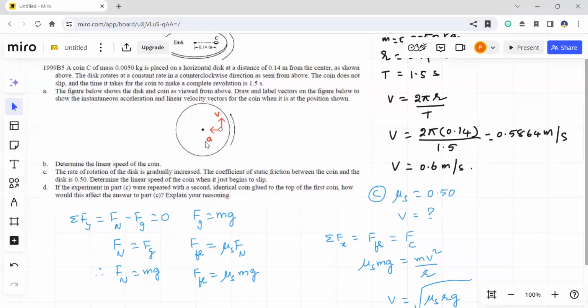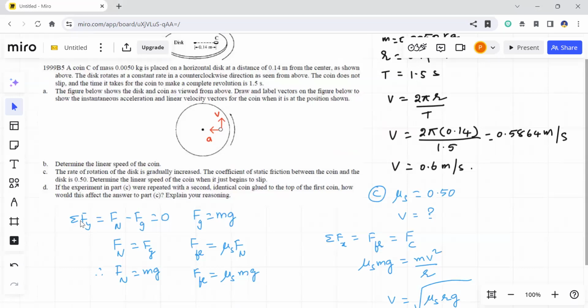Next part. Here we are asked what is the linear speed of the coin when it just begins to slip. When it just begins to slip, static friction is equal to the centripetal force. So what is the static friction? Friction is equal to mu times Fn. So what is Fn? Fn is equal to Fg, because on the coin, we write the force equation.